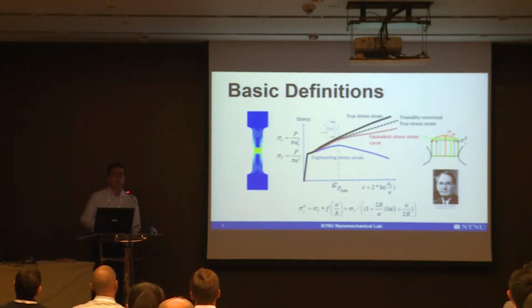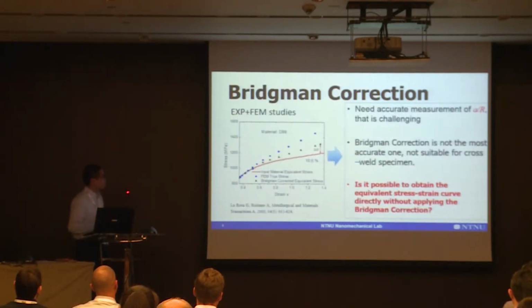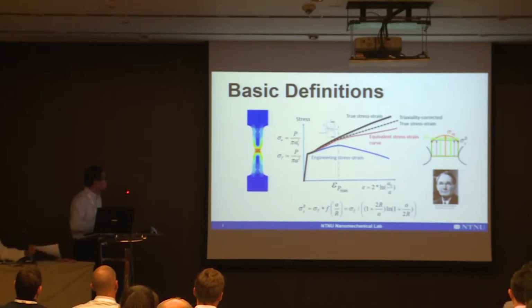Tensile test is usually performed to determine materials equivalent stress strain curve. Usually we use smooth round bar specimen or smooth specimen with rectangular cross section. From a tensile test we can get an engineering stress strain curve and true stress strain curve.